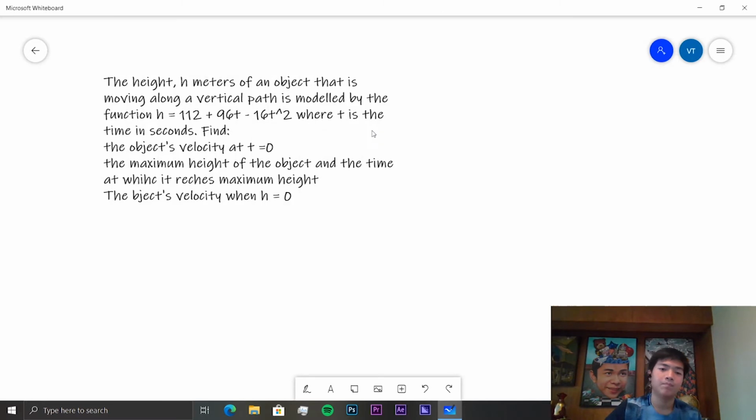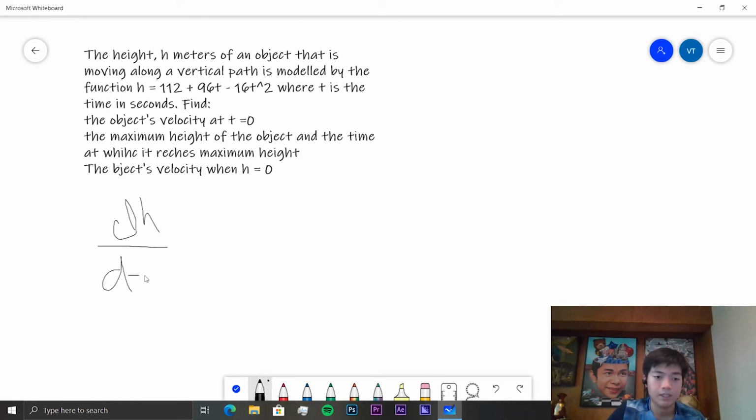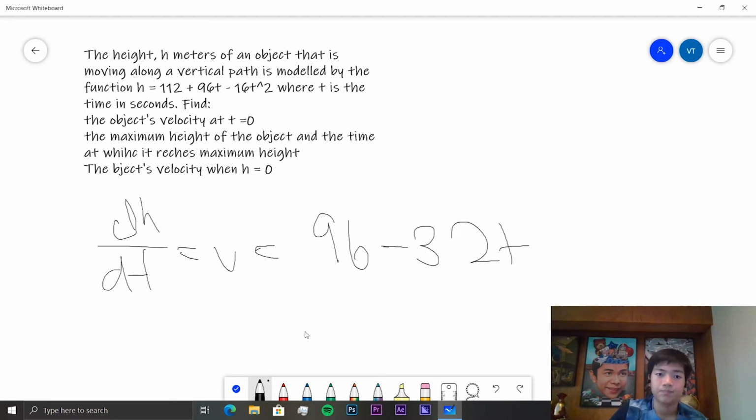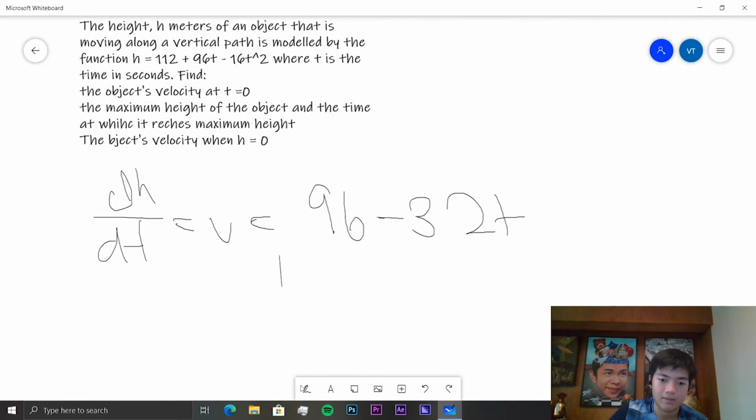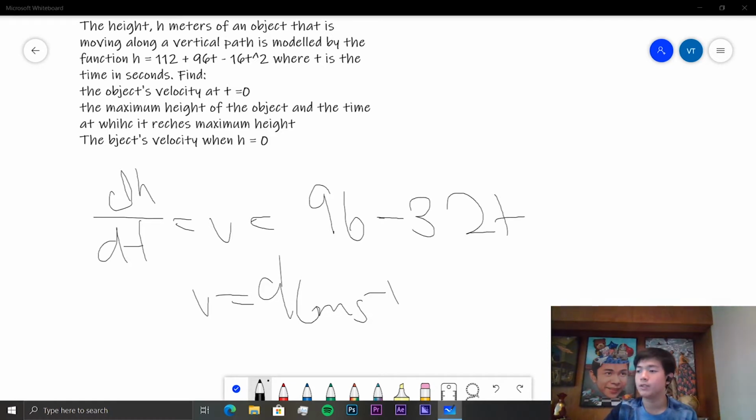Okay, so this is not that hard. So first of all, to find the object's velocity at t equals 0, we want to derive this function. So we have dh over dt, which is equal to the velocity, is equal to 96 minus 32t. So when t equals 0, the velocity is simply 96 meters per second. So yeah, that's the first one done.